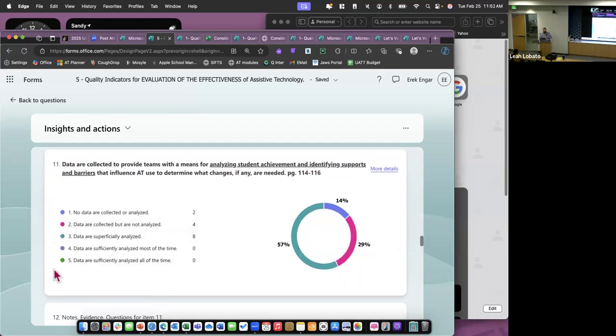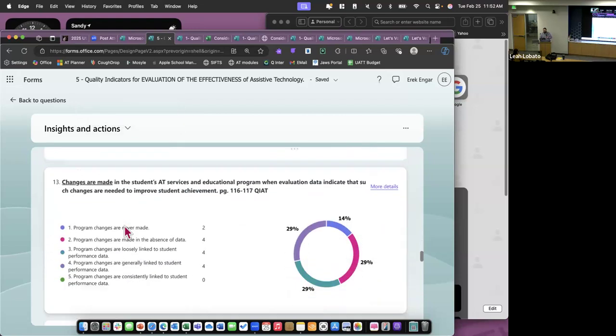Data are collected to provide teams with the means for analyzing student achievement and identifying supports and barriers that influence AT use, to determine what changes are needed, if any. Again, looks like we're mostly middle of the road. Some of us are collecting it, but we're not really analyzing it. Why? Because we're not putting it in a Google form. It's, again, so easy, so easy.